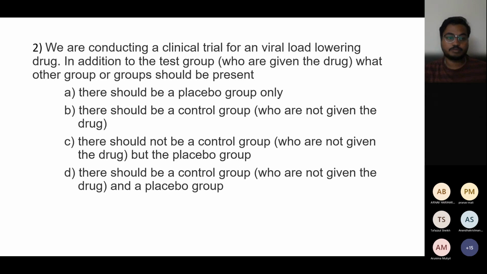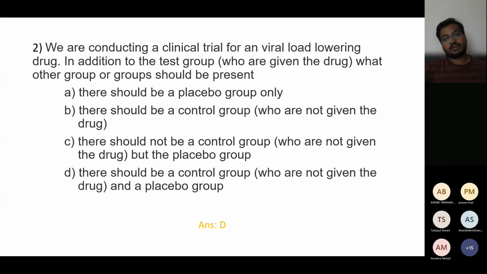The second option is there should be a control group. The control group is a group which is not given any medicine, but they follow the same basic routine that the other groups follow, for example, the diet, sleeping patterns, and stuff like that. The third option is there should not be a control group, but a placebo group. And the fourth option is there should be a control group and a placebo group. So the correct answer here will be option D.